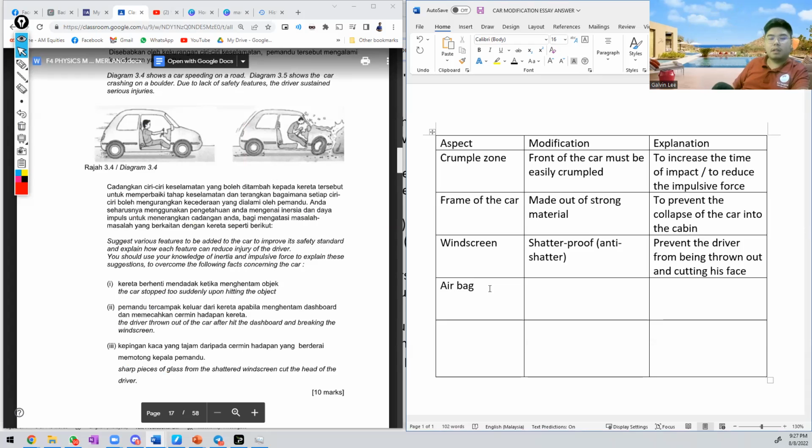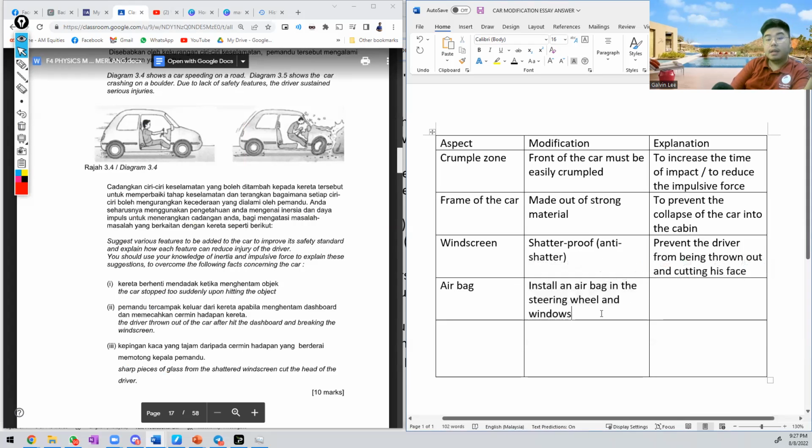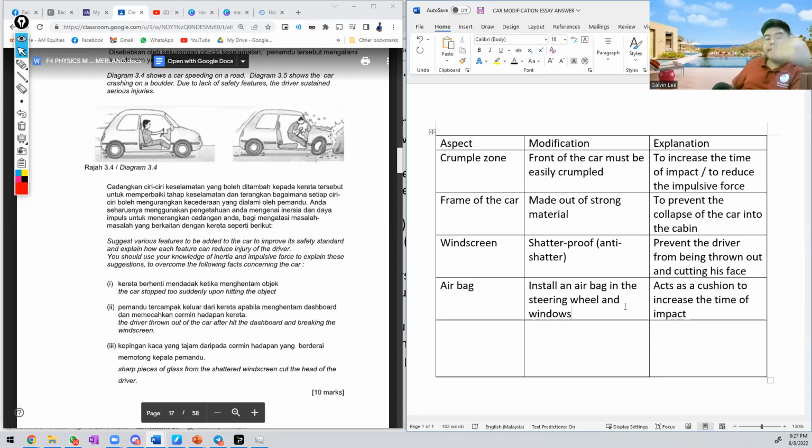So this airbag, of course, it will inflate upon impact, upon something hitting it. It will inflate. Okay, so we want to design it in a way that it is located in the steering wheel, in the windows, and you should be able to act as a cushion. So act as a cushion, that is the first thing we say, like a cushion to you. Actually, the physical logic is what? It increases the time of impact. Again, you see, over here we must mention a little bit of the physical logic, the physics into this question.